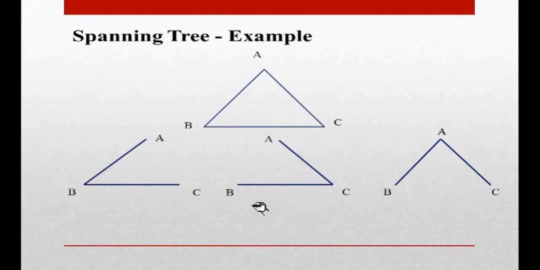Similarly here, AC are directly connected, B and C are directly connected, whereas AB is connected via C. Same is the thing with this particular spanning tree. So we can create 3 spanning trees here. We cannot create any more spanning trees. So for a complete graph with 3 vertices, we can have only 3 spanning trees.